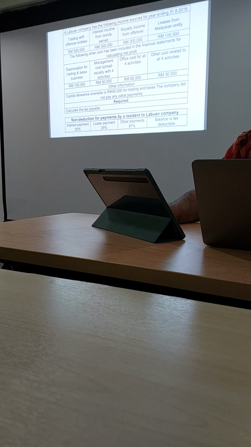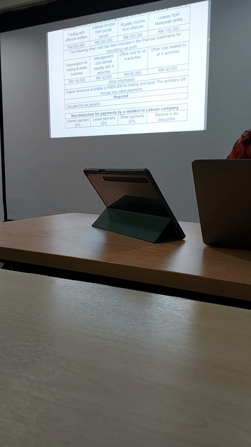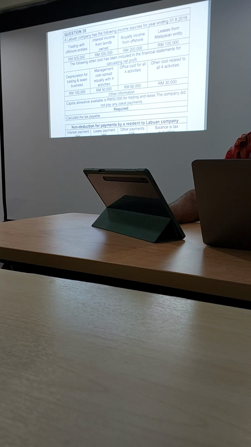Okay. Now, based on this, the following other costs are included in the financial statement. You got depreciation, management costs spread equally, office costs, and other costs related to all 4 activities. Other information: capital allowance available for trading and lease. Company did not pay any zakat. How much is the tax payable, guys? How do you calculate the tax?